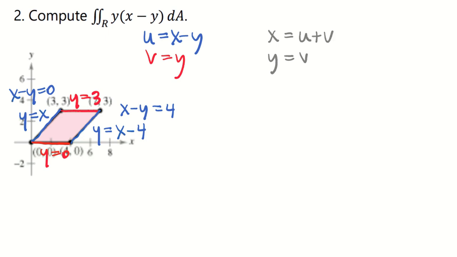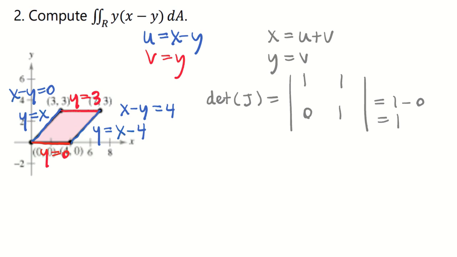Okay. And then I think I'm going to find my Jacobian, so the determinant of J is going to be equal to the determinant of xu, xv, yu, yv. Okay, xu is 1, xv is also 1, yu, I don't see any u's, so that's going to be 0, yv is going to be 1. That determinant is 1 times 1 minus 0 times 1, and that's going to be 1. So I don't really have to worry about an area scaling situation.